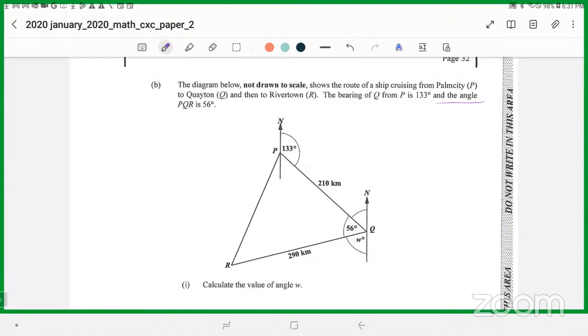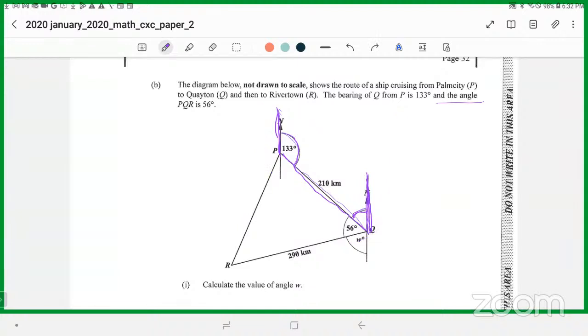And the angle PQR is 56. That's the angle inside here. What I want us to do is calculate angle W, which is this angle here. If you notice, I marked this one for you, but I didn't put the angle in there. This angle is an easy angle to find because it is co-interior to this one. This line and this line are parallel, and they join down here with this one. So it's like we are formed a U.